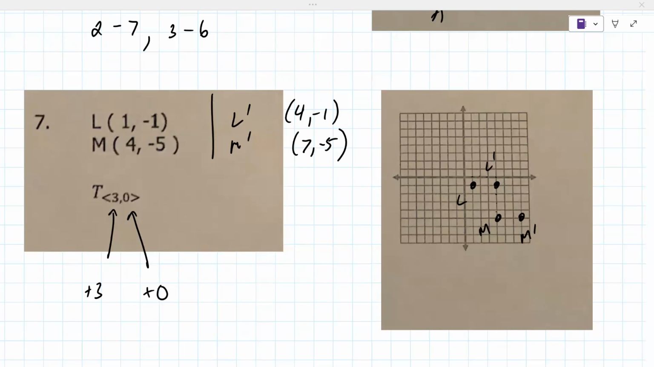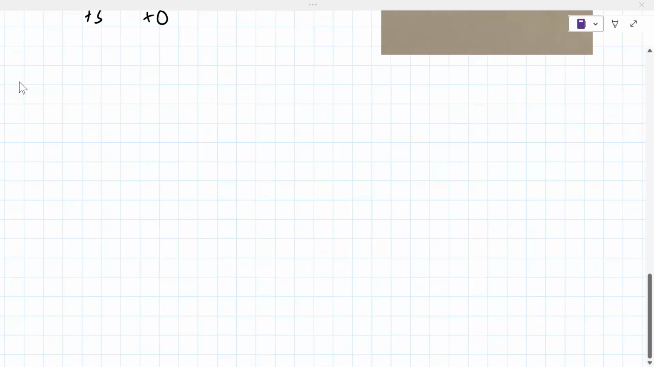Usually these are taught first before reflections, at least in my world. But all right, number 8.